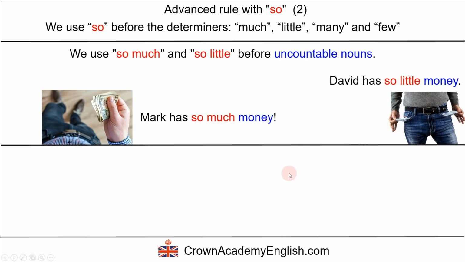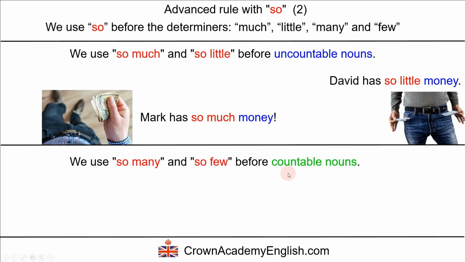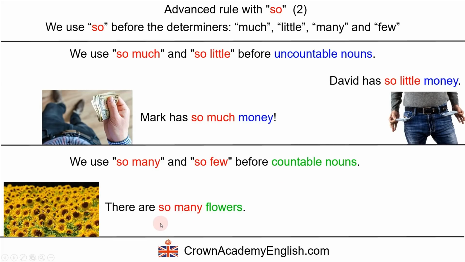So let's now look at countable nouns. So we use so many and so few before countable nouns. There are so many flowers. So there are so many flowers in the field. Okay, so many followed by countable noun, flowers.